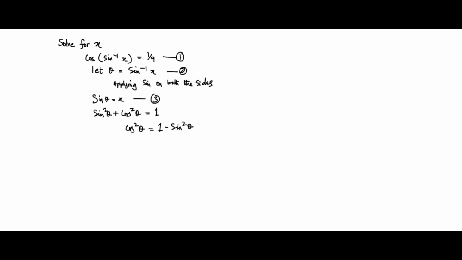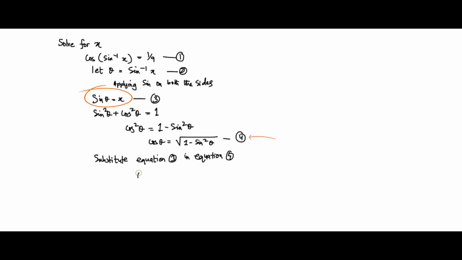square theta, and cos theta is equal to now square root of 1 minus sine square theta. And let this be equation number 4. Now you have sine theta which is equal to x from equation 3. Now substitute the sine theta equal to x in equation number 4. Cos theta will become cos theta is equal to now square root of 1 minus, what is sine theta value? X. So now sine square theta means x square, 1 minus x square. Let this be equation number 5.